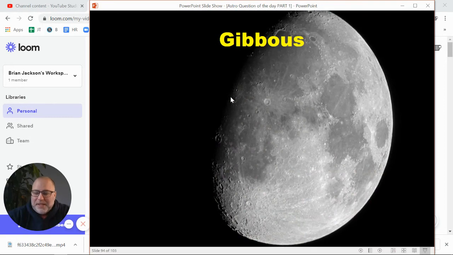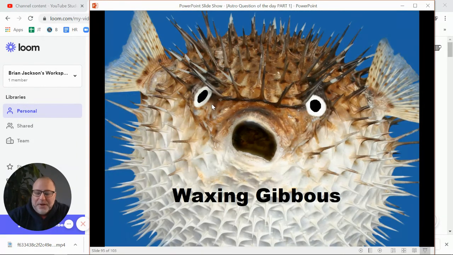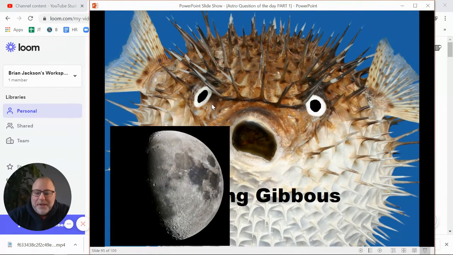So if it's gibbous, right, any of the terms where it says gibbous, that means more than half of the moon is lit up, right? So in this case, it's going to be a waxing gibbous, because more than half of the moon's lit up and it's getting bigger, right? The lit side's here, so it's getting bigger. So that would be the waxing gibbous, kind of like my puffer fish getting bigger right here.